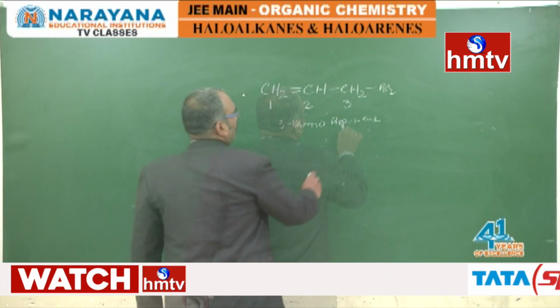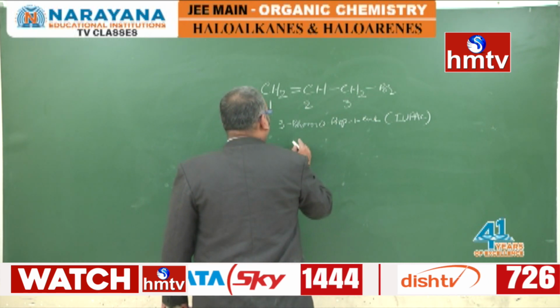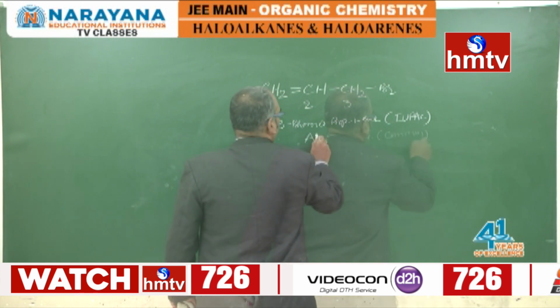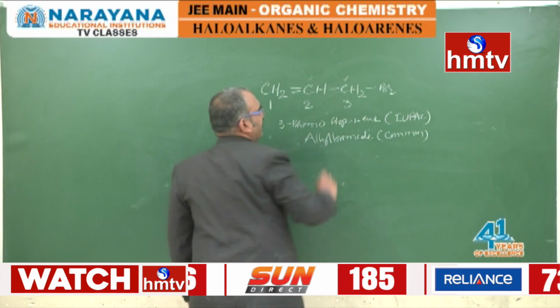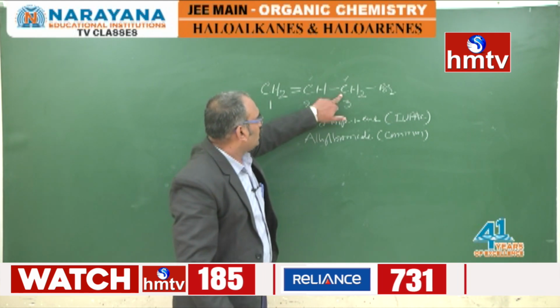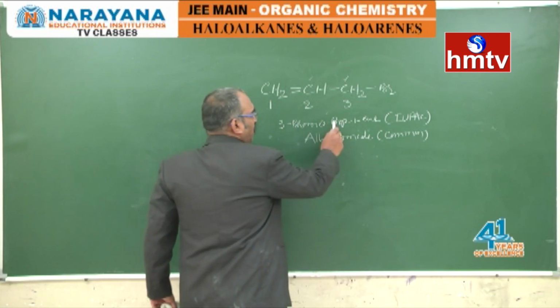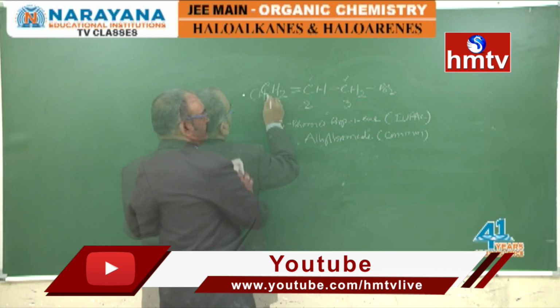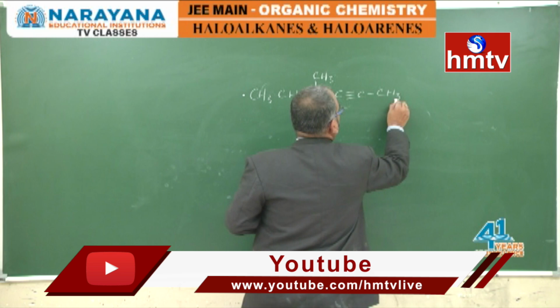3-bromopropene. This is the IUPAC name, and the common name is allyl bromide, allyl group. Because this is a vinylic carbon, the carbon attached to the vinylic carbon is the allylic carbon, and to the allylic carbon bromine is attached, hence it is called allyl bromide. 3-bromopropene or allyl bromide. Now let us take up another compound of this type.